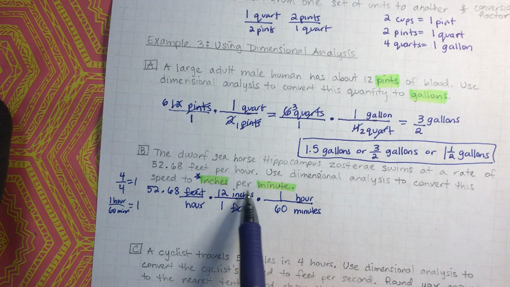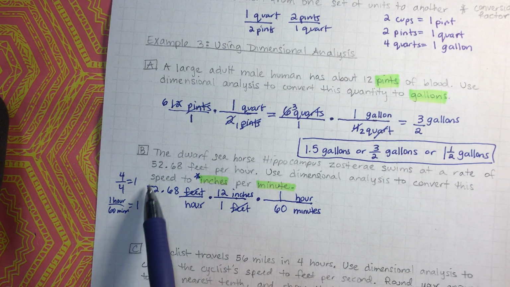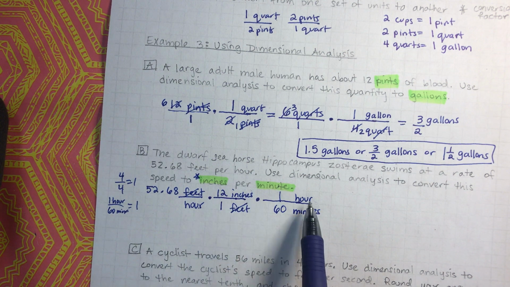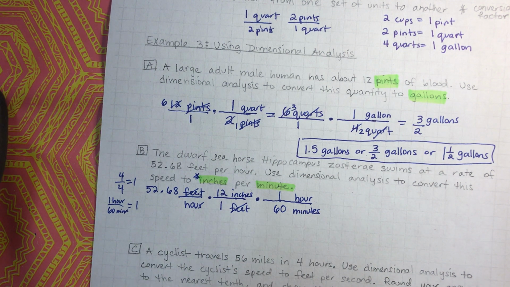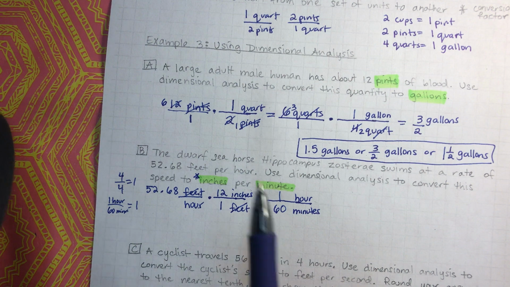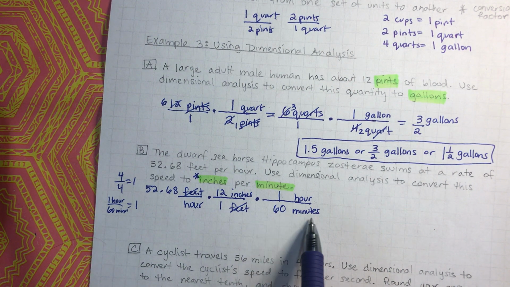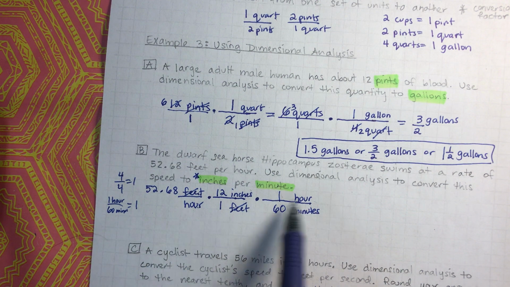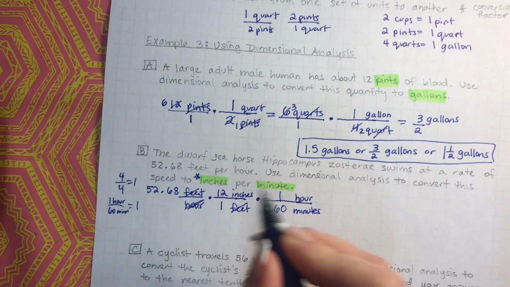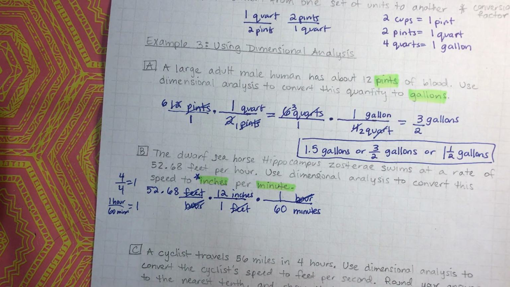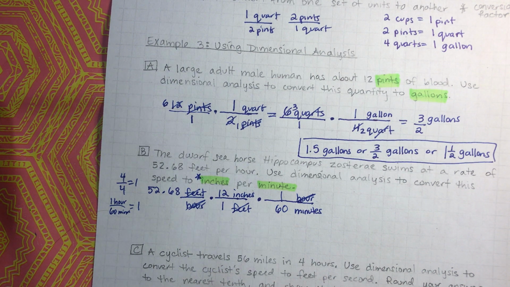This is 1, that is 1. We're basically taking 52.68 feet per hour, we're multiplying it by 1, and then we're multiplying it by 1 again. Okay? We're just changing the units. So 1 hour and 60 minutes. All right, cool. So then we need to cancel out these hours. Okay, the hours are now gone. And then we have inches per minute, which is perfect.